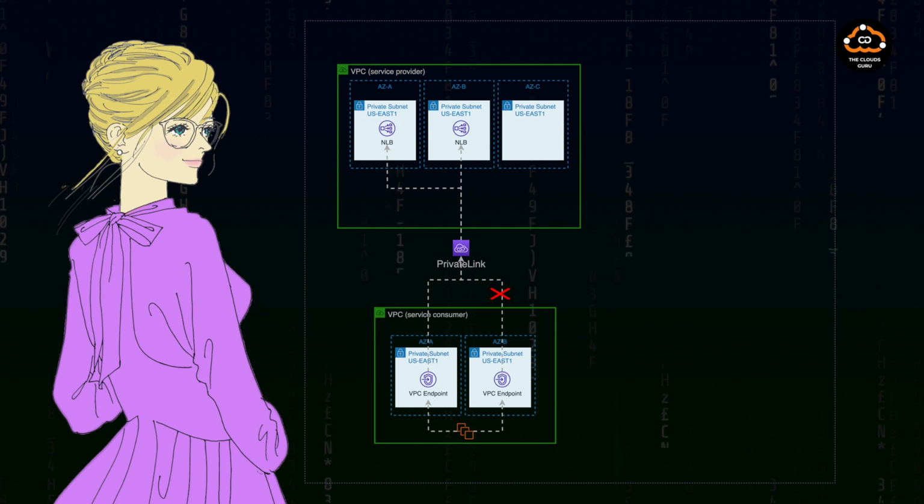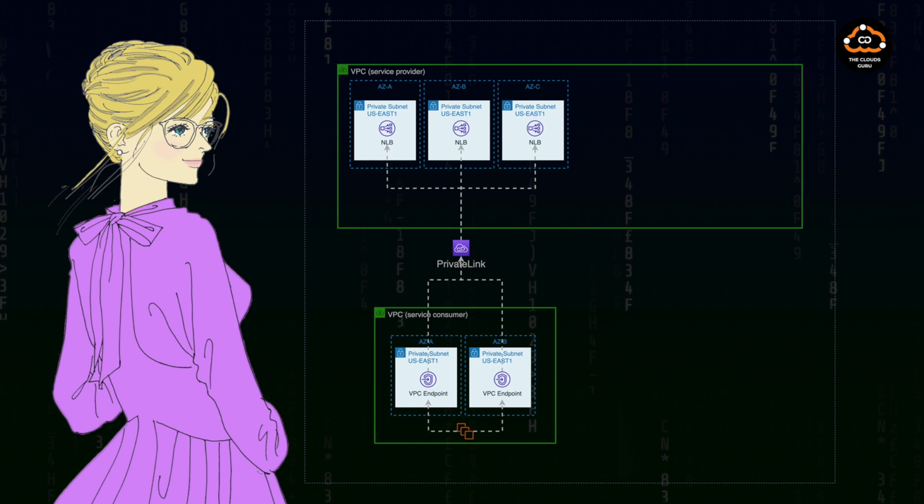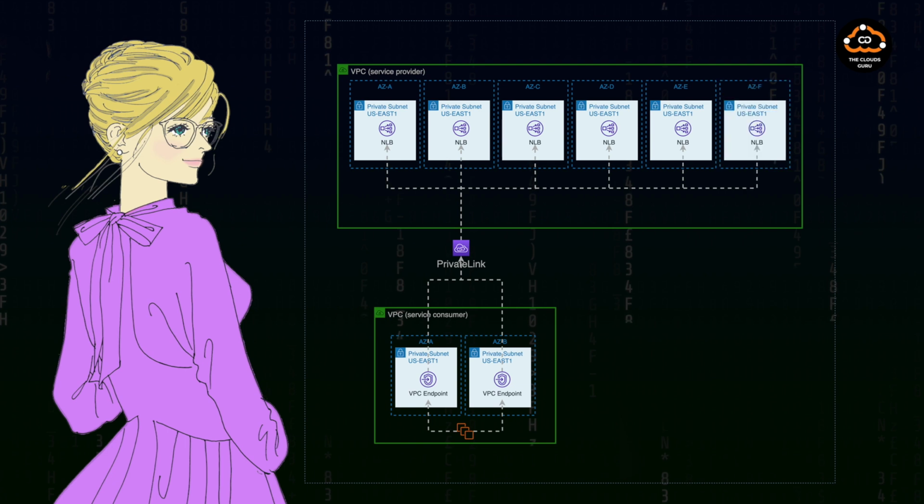Given that the VPC service provider AZ and VPC service consumer AZ are tied to an AWS data center in a somewhat randomized manner, the association of AZs might vary between different VPCs. To mitigate this, AWS recommends incorporating an NLB across all AZs. Particularly, if you're operating in the North Virginia region, you're looking at 6 AZs.